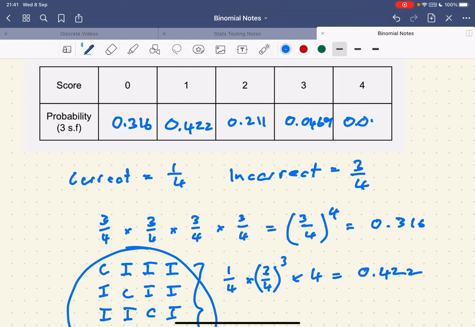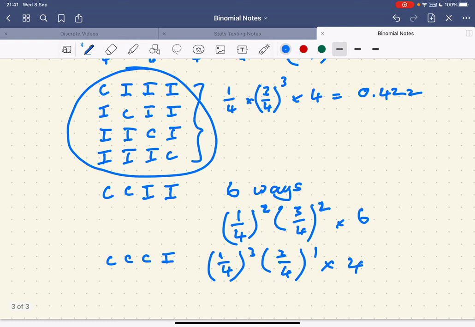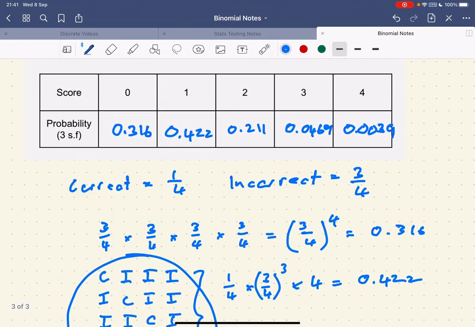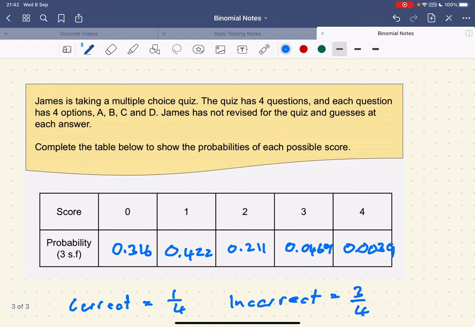And then finally this one, probably just won't quite fit it in the box, is 0.0039. And that's getting 4 correct in a row, which is correct, a quarter to the power of 4. Now we're going to build this up and use a calculator to show those, but that's just the general idea about how we get them and about how the different combinations come about.